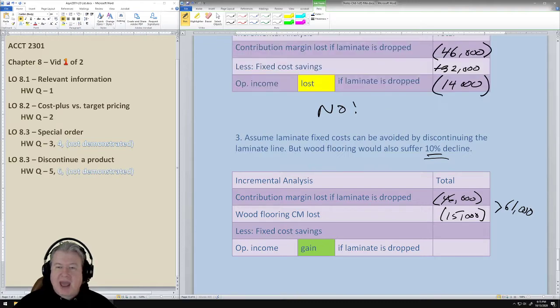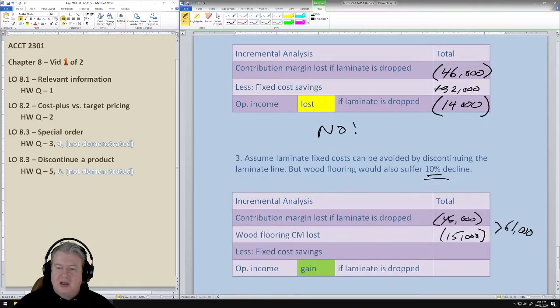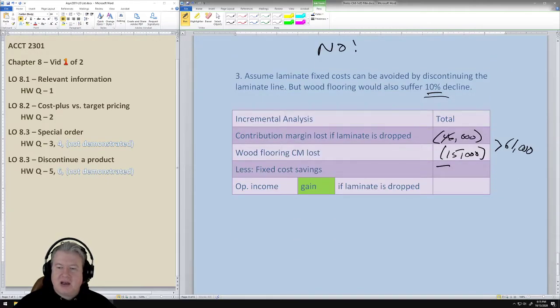But we're getting back something. What are we getting back? We're not having to pay for this fixed cost, which is 74. So we're actually gaining because we're avoiding all those particular fixed costs. We're gaining 74. So as you can see, we're losing 61, but we're gaining 74. So we're overall gaining 13,000. So we will be gaining operating income, and we will say drop the line.